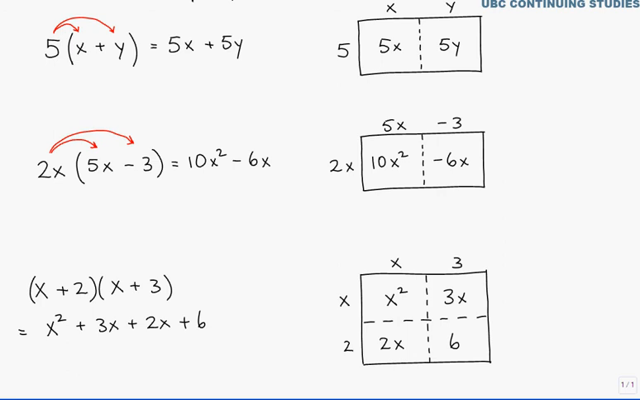And now we have to use a skill we learned in the last lesson, which is simplifying these expressions. There are two terms here that are like terms, the 3x and the 2x. They both have the same variable with the same exponent, and so we have to combine these if we want to write this in simplified form. The x squared doesn't have any like terms that we can combine it with, but the 3x and the 2x become 5x. And so we have x squared plus 5x plus 6.